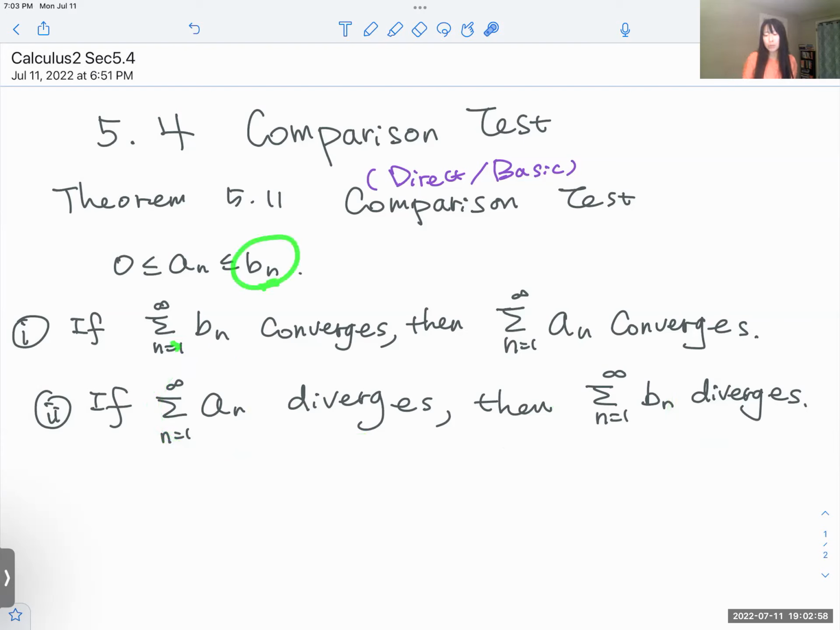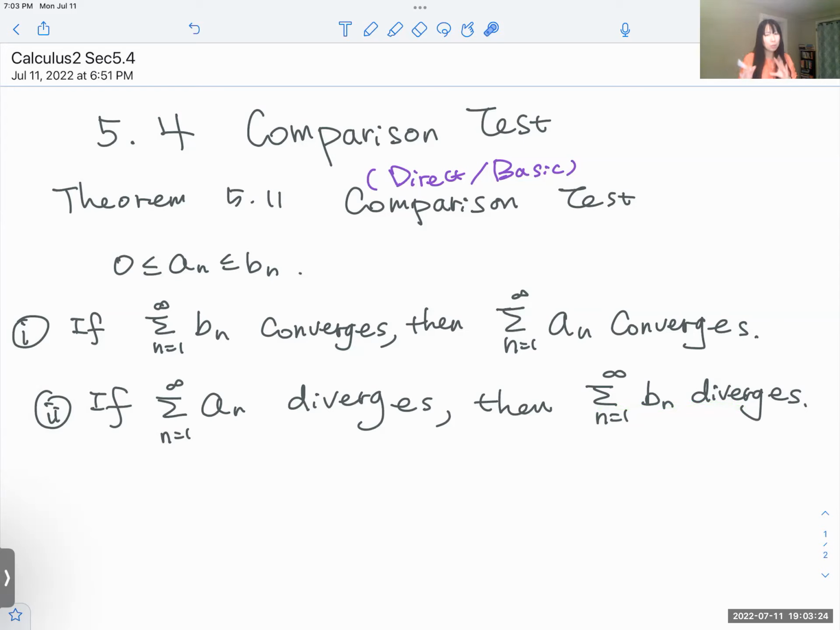The bigger series converges, then the smaller series also converges, okay? If the smaller one diverges, even if we say the smaller series diverges, then the bigger series also diverges. Does it kind of make sense?